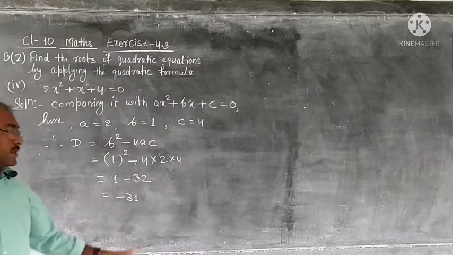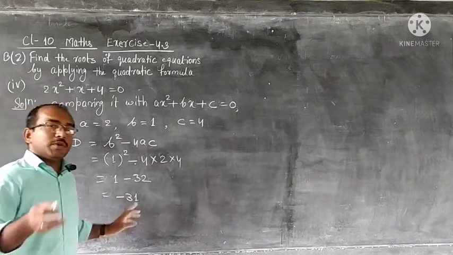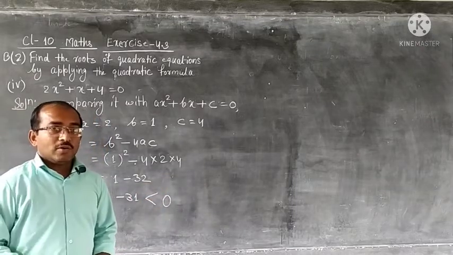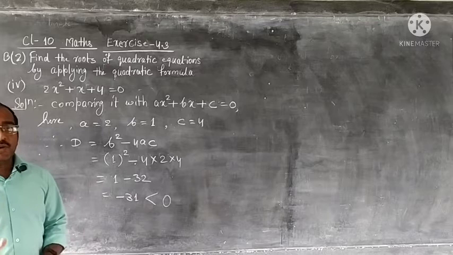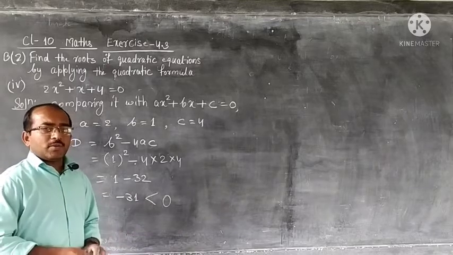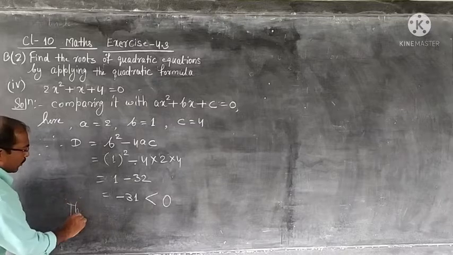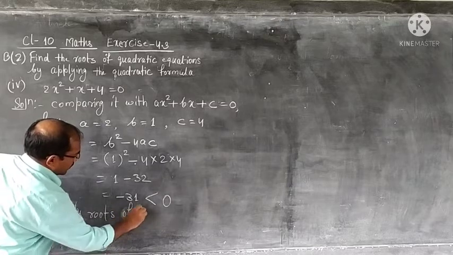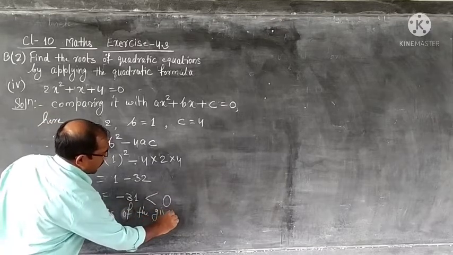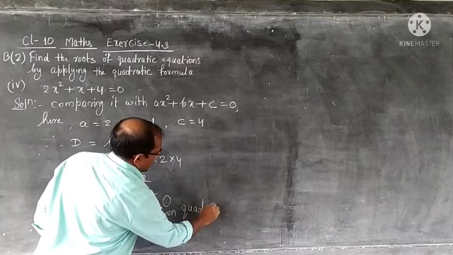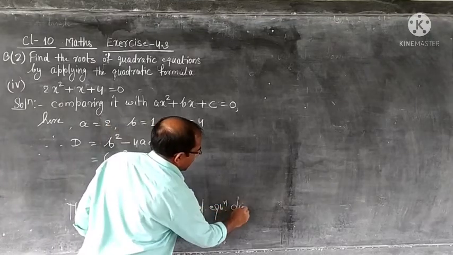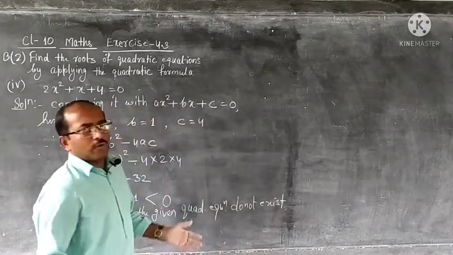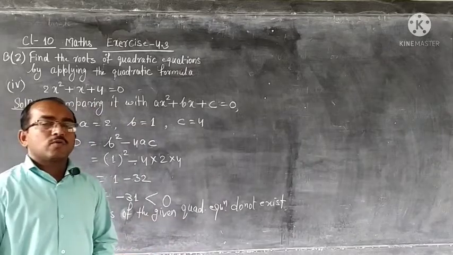So, what came to your mind by seeing this value? It is negative, and every negative value will be less than 0. So, remind yourself what statement will be hereafter. What we can say about the roots of the quadratic equation? The roots of the given quadratic equation do not exist. So, we will not go for finding them, it does not exist, something that does not exist, how we will find.